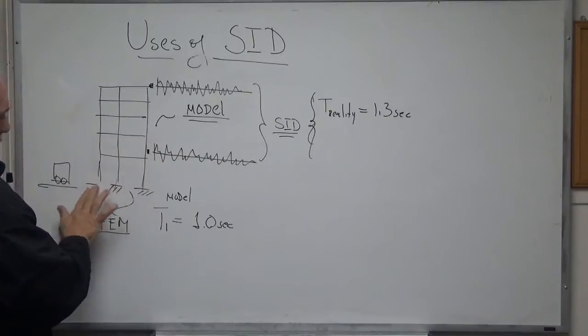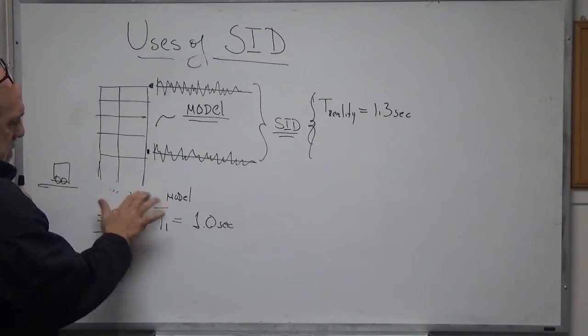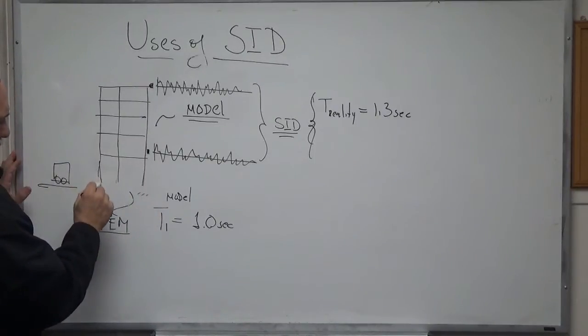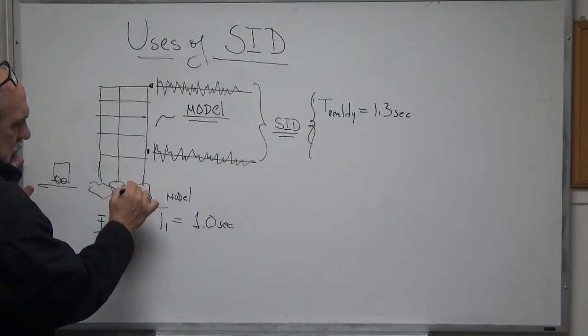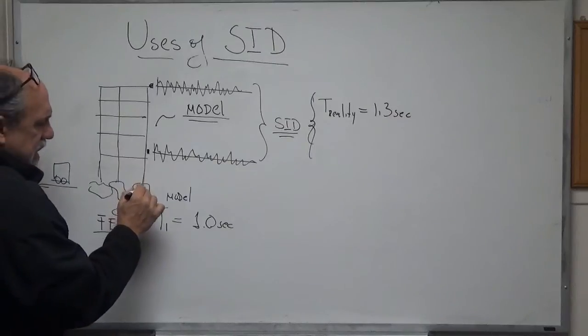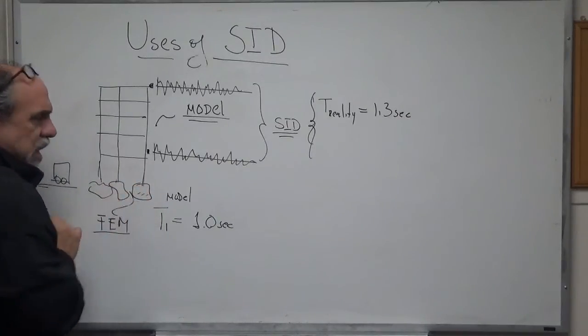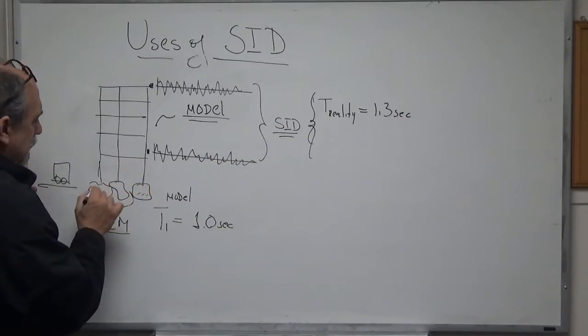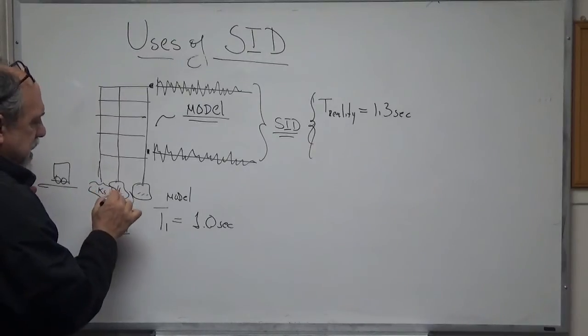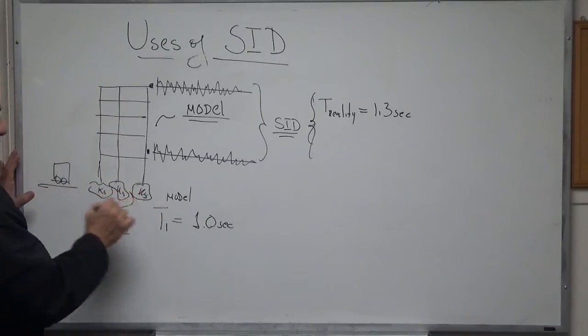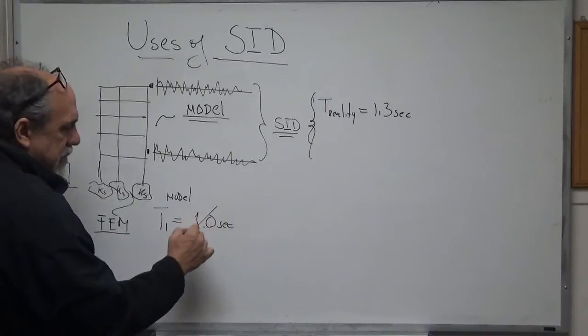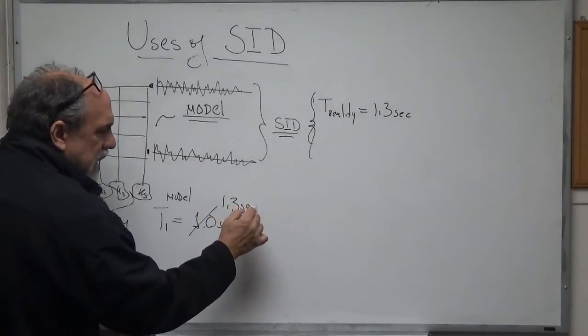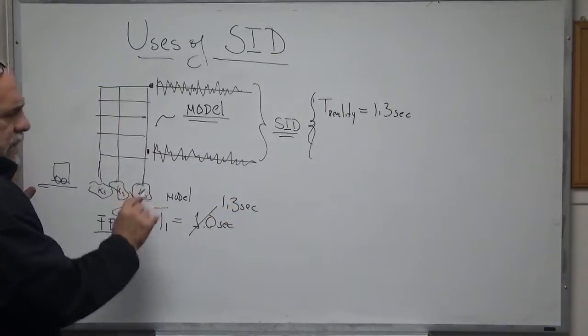So maybe I detect that the problem is that I must somehow account for the softness of the footings, right? That there is some flexibility here at the foundation level and that I need to include it. And so I have maybe a spring constant here at the foundation level, and I play around with the spring constant until I make this thing be 1.3 seconds. And then I say, okay, well, that's a better representation.